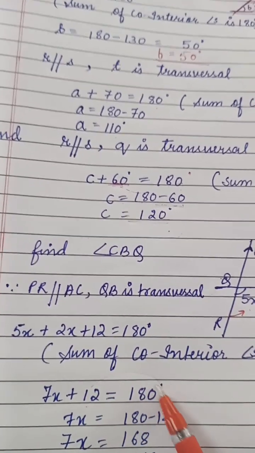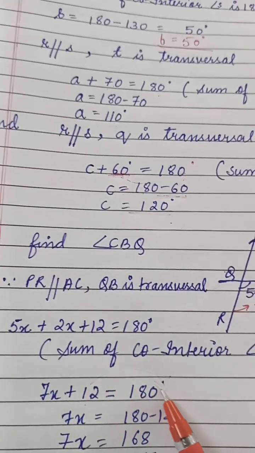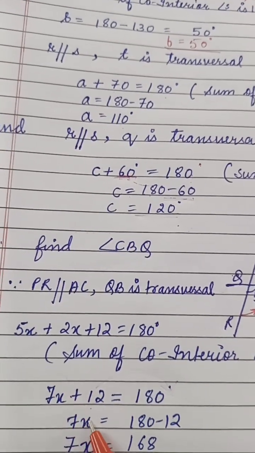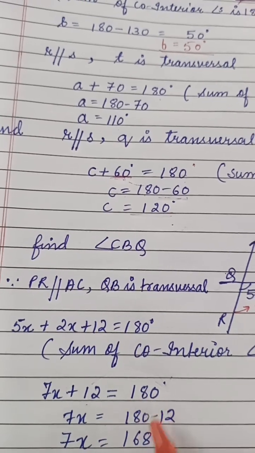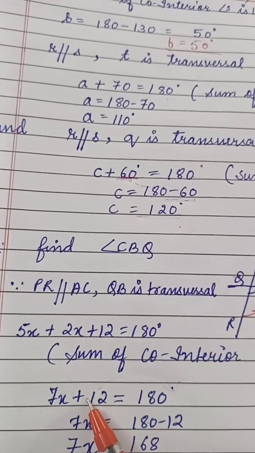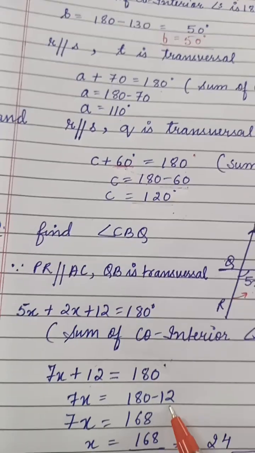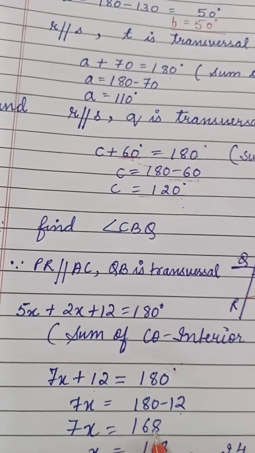The constant will go to the other side. 7x remains as it is, equals 180 will also remain as it is. Plus 12 will come over as minus 12. Then 7x equals 168.